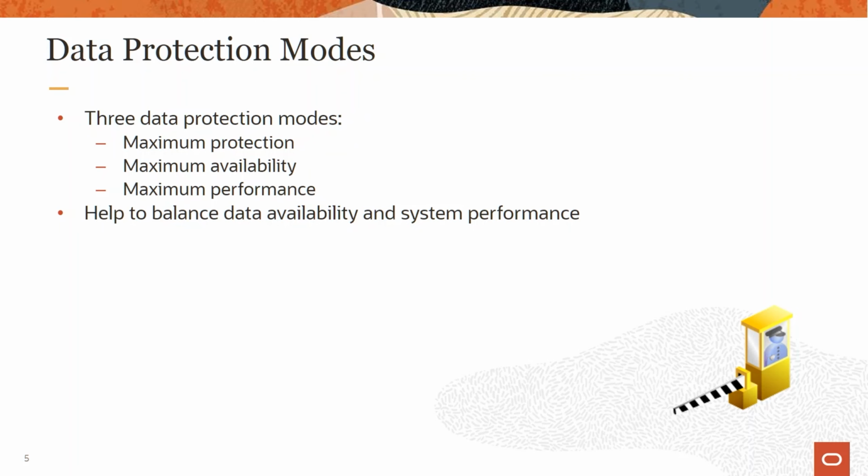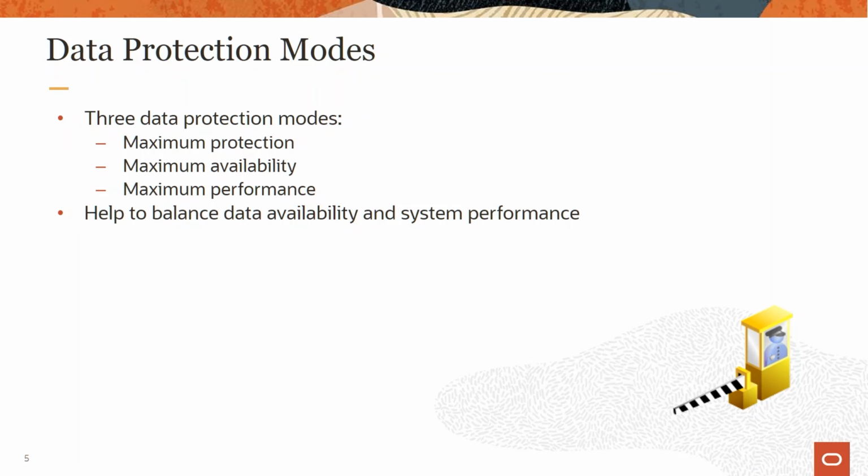One is maximum protection, another is maximum availability, and the other is maximum performance. Maximum protection, its main goal is achieving 0 data loss. So we always have to keep a synchronous standby database that is synchronized with the primary database all the time. If it's not possible to keep a synchronized Data Guard environment, then internally one action is taken.